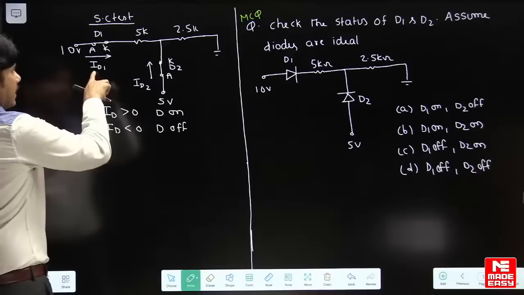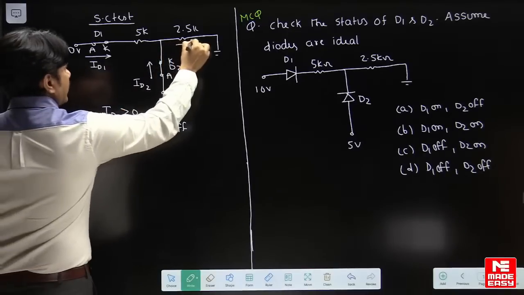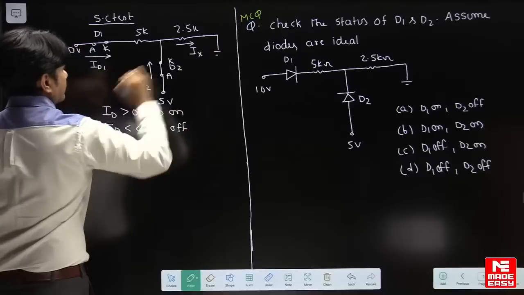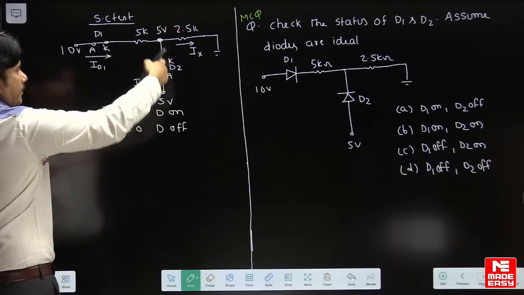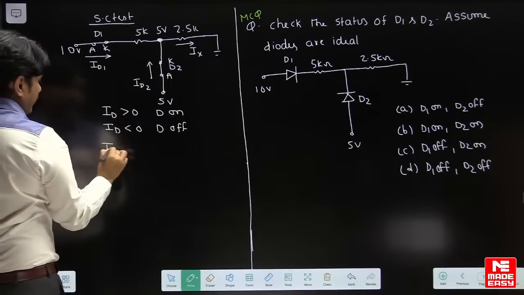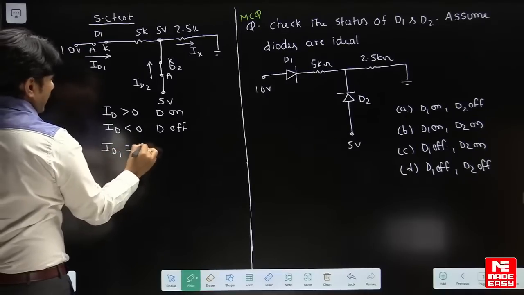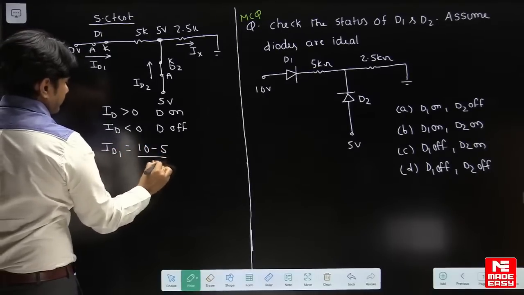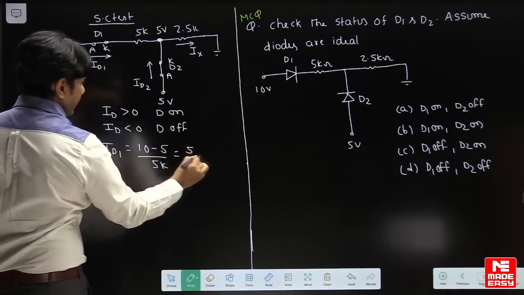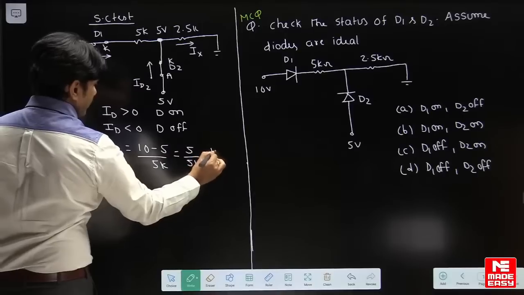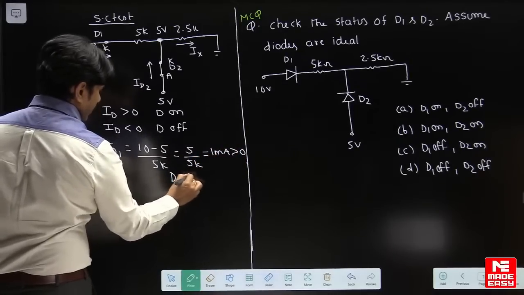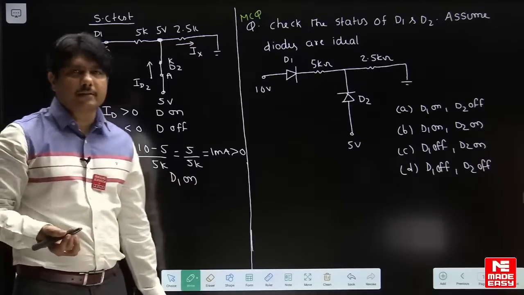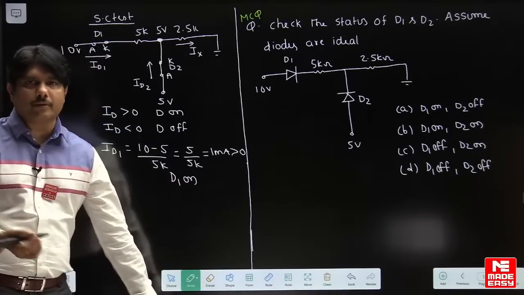Let me see, this is ID1, this is ID2. Let me take this current as some IX. Now this position will become 5 volts, since it's a short circuit. So ID1 you can easily find out: 10 minus 5 by 5K, which comes to 5 by 5K, which is nothing but 1 milliampere, which is greater than 0. So D1 is on, confirmed. In a single step we have finished the problem.